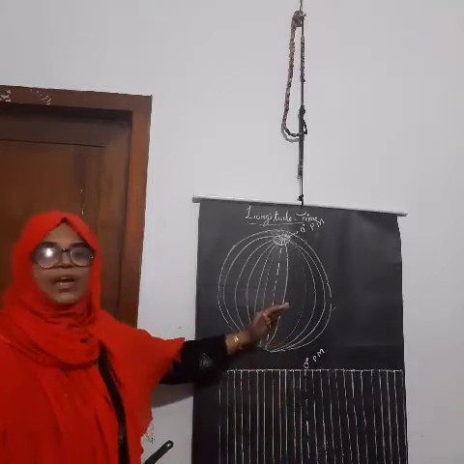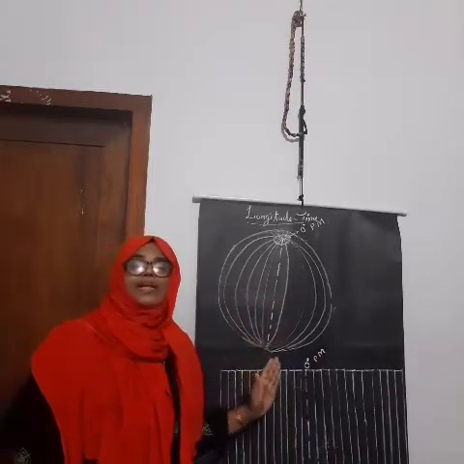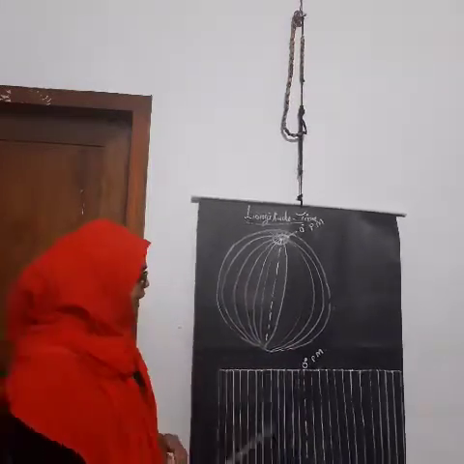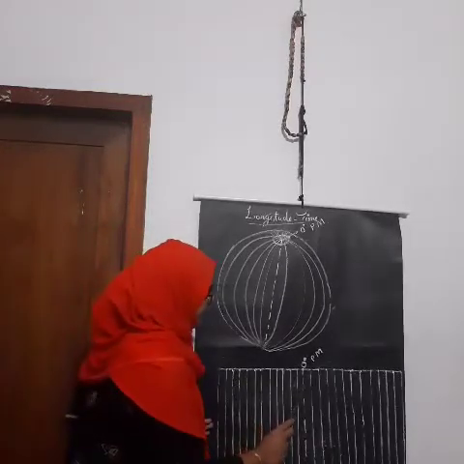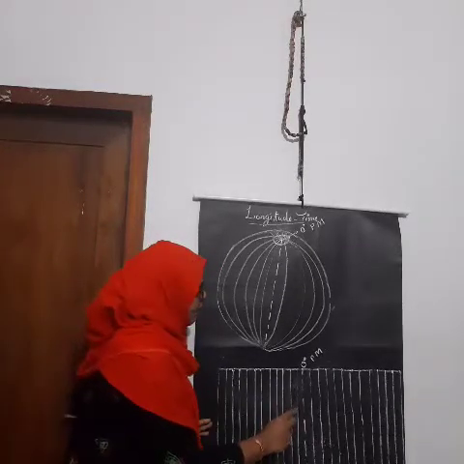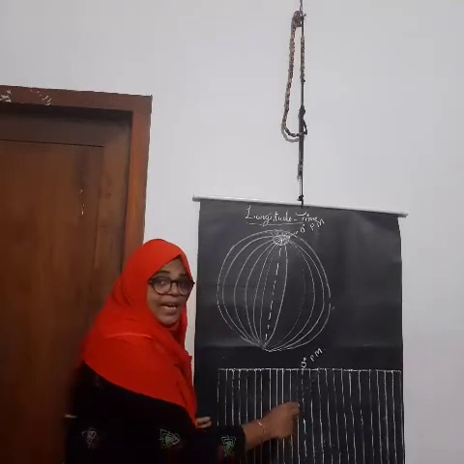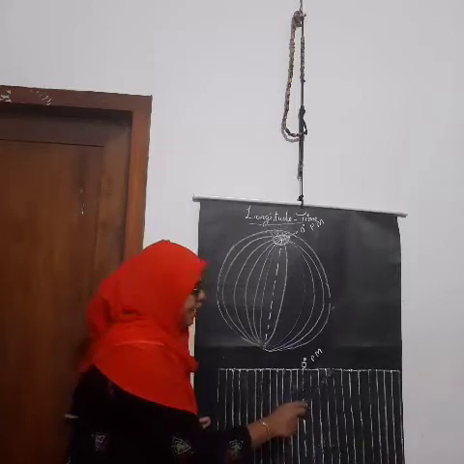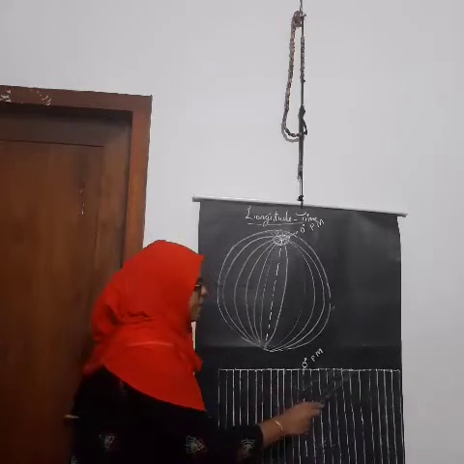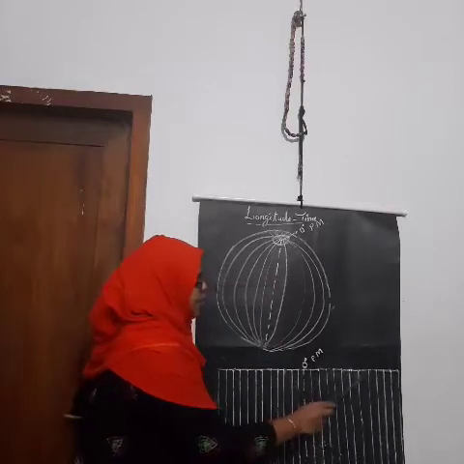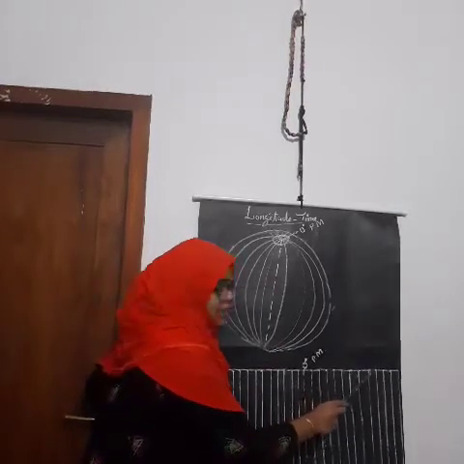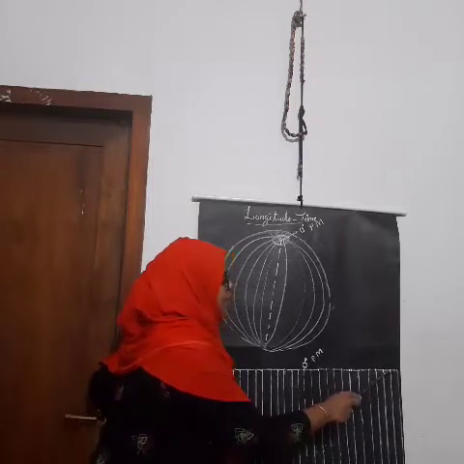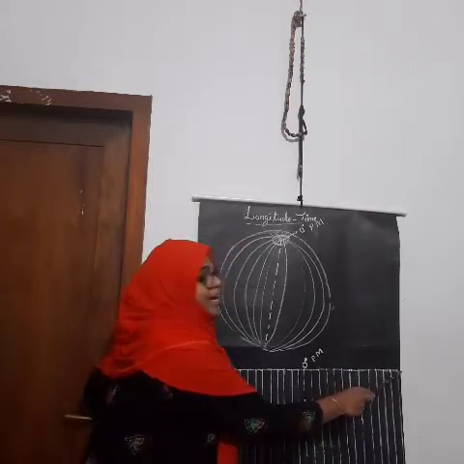By taking 1 hour, it can complete how much degree? Yes, it can complete 15 degree. So yes, just look at this diagram. Here it is 15 degree. Here by taking 1 more hour, it will be 30 degree. Here it is 45, then 60, then 75 degree, then 90 degree, then 105 degree, 120 degree, 135 degree, 150 degree, 165 degree, 180 degree.